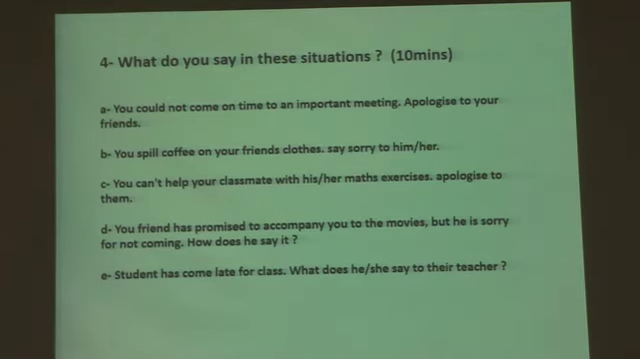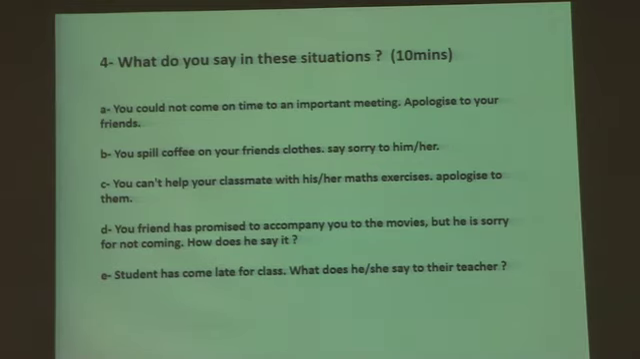So number 1, I will read it for you. You could not come on time to an important meeting. Apologize to your friend. You said that you are going to meet all together somewhere, but you didn't respect the time. So how are you going to apologize to your friends? Letter B, you spilled coffee on your friend's clothes. You spilled some kind of coffee or tea on your friend's clothes. Say sorry to him or her.